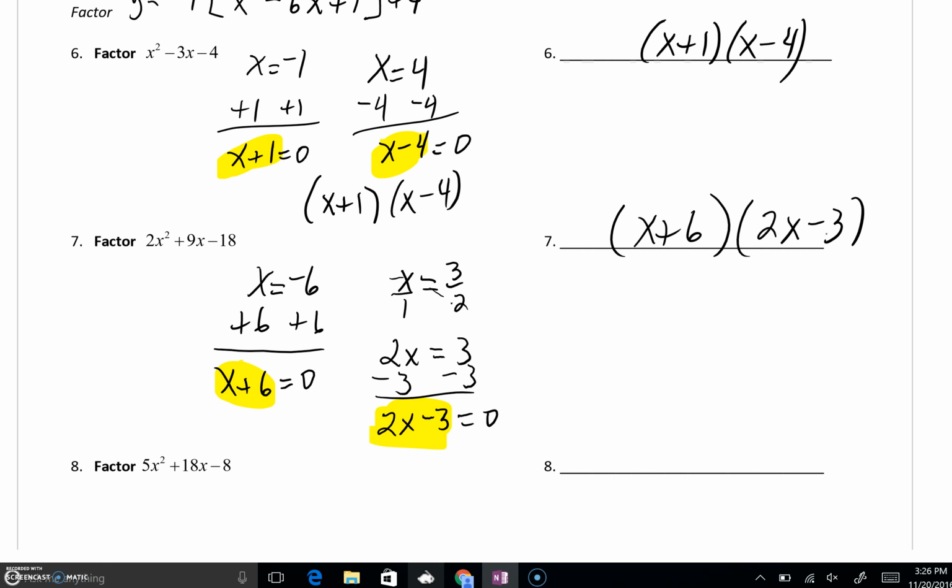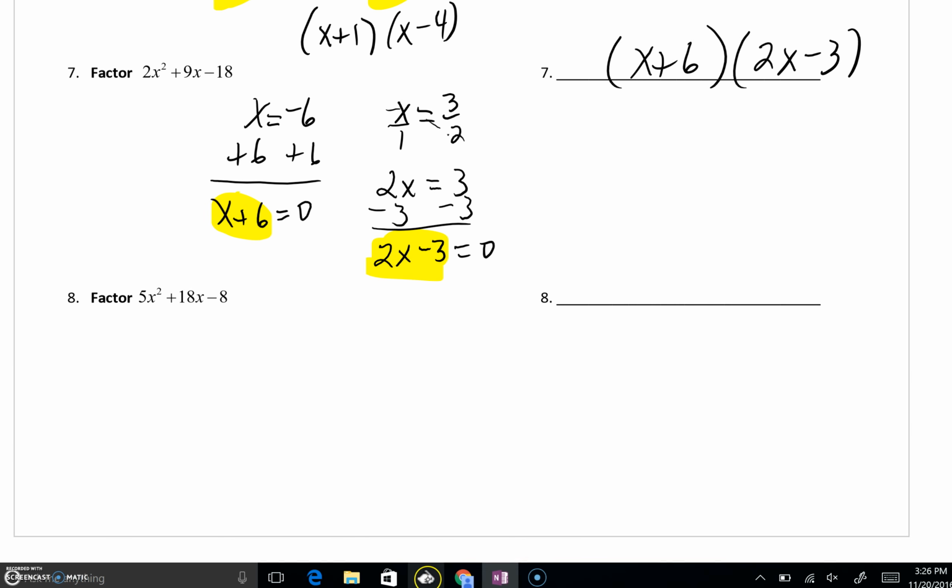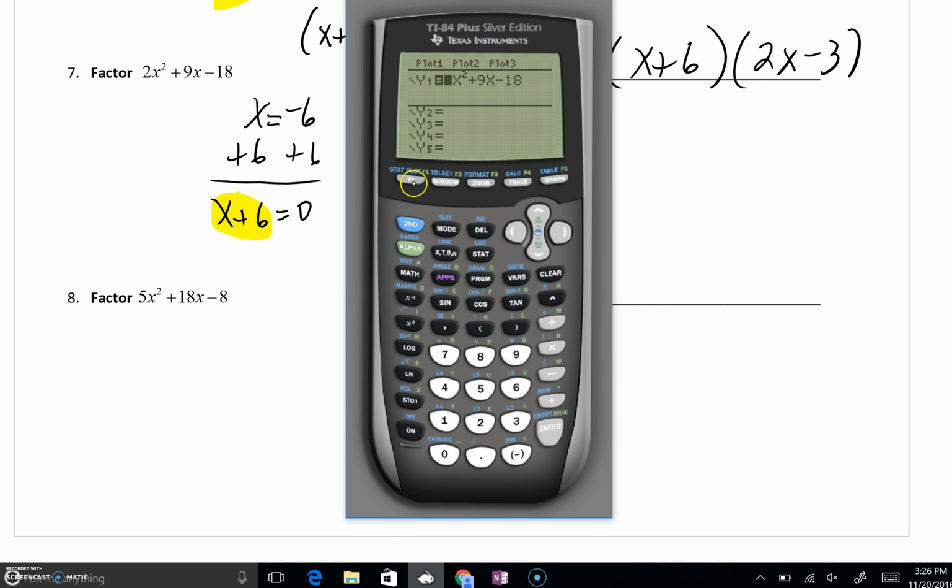Okay, one final one that we'll do in this video is number 8, because it's very much the same type of problem. We'll press clear, we'll type in a 5x squared plus 18x minus an 8. When you hit graph, again, it sure looks like off on the left here, looks like we're going through one of the tick marks. You can see my cursor on the screen. It looks like we're 1, 2, 3, 4 tick marks to the left.